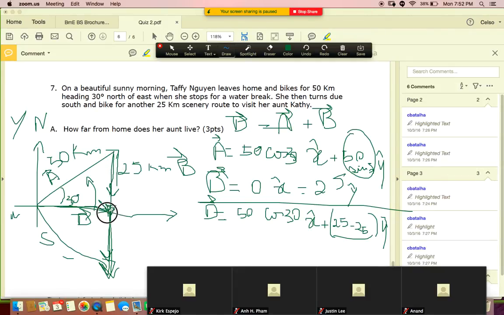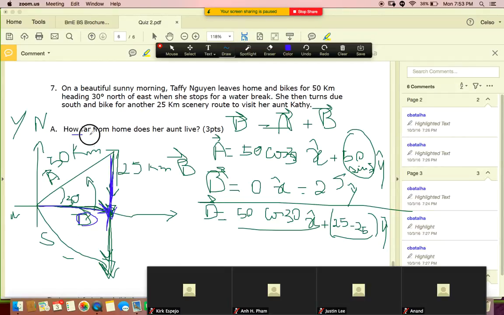It stops right here on the x-axis. So the d is primarily 50 cosine 30. Is this thing over here? Stop there. So your d vector is this one over here. This is your d vector.